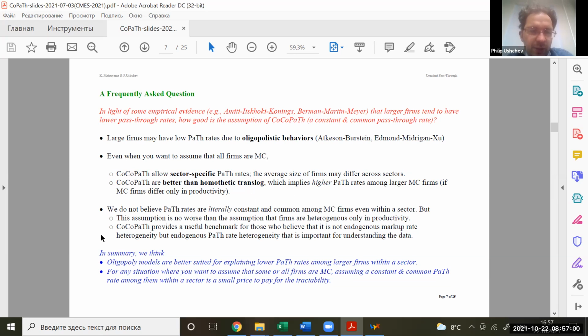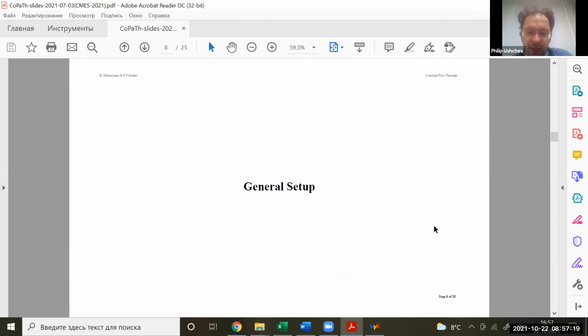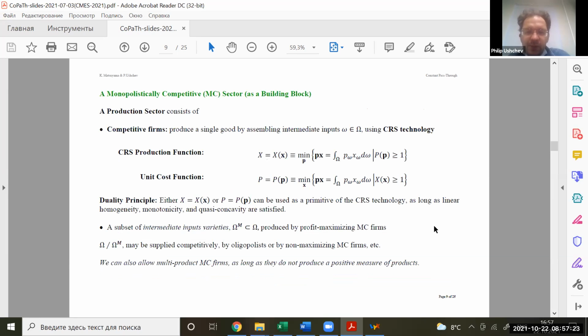So even though we don't really believe pass-through is literally constant across firms, this could be a useful modeling choice, which at least shows more accordance with the data than the translog does. And as long as people use translog, why not use COCOPATH, right? So this is our general setup.